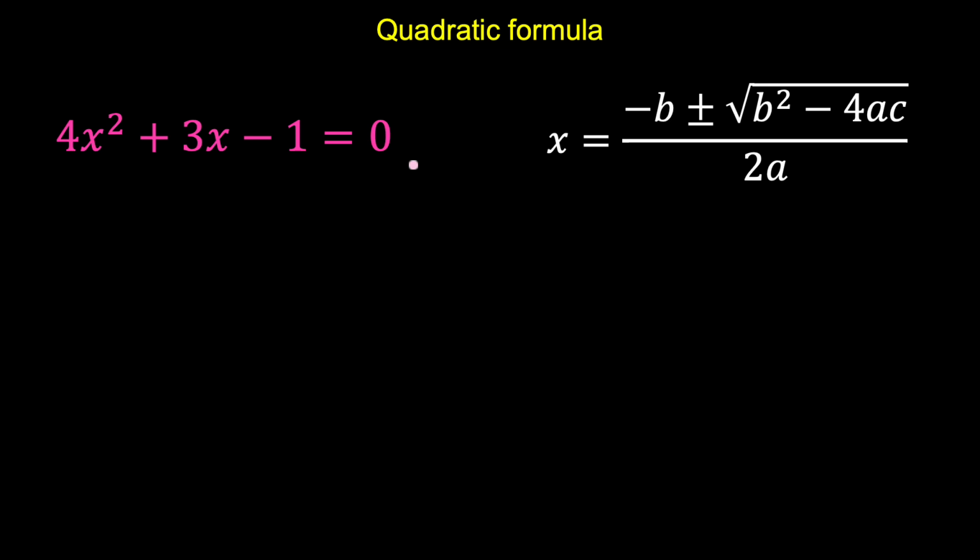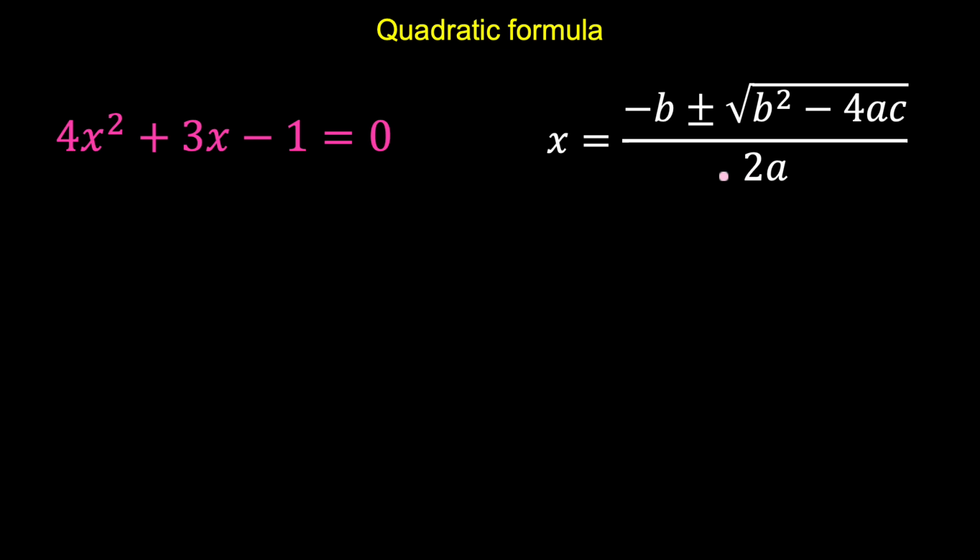In this video, I'm going to show you how to solve quadratic equations using the quadratic formula. Here is the quadratic equation we want to solve, and our goal is to find x, which makes this equation true. For using the quadratic formula, we need to write the formula like this: x equals minus b plus or minus the square root of b squared minus 4ac, divided by 2a.